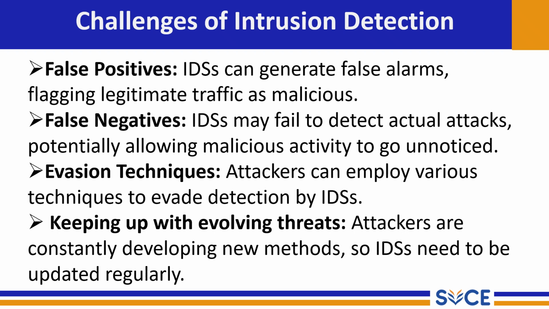One of the challenges of intrusion detection is false positives: an intrusion detection system can generate false alarms, flagging some legitimate traffic as malicious. Then false negatives: the IDS may fail to detect some actual attacks, potentially allowing malicious activity to go unnoticed. The third one is evasion techniques. Attackers can employ various techniques to evade detection by an IDS.